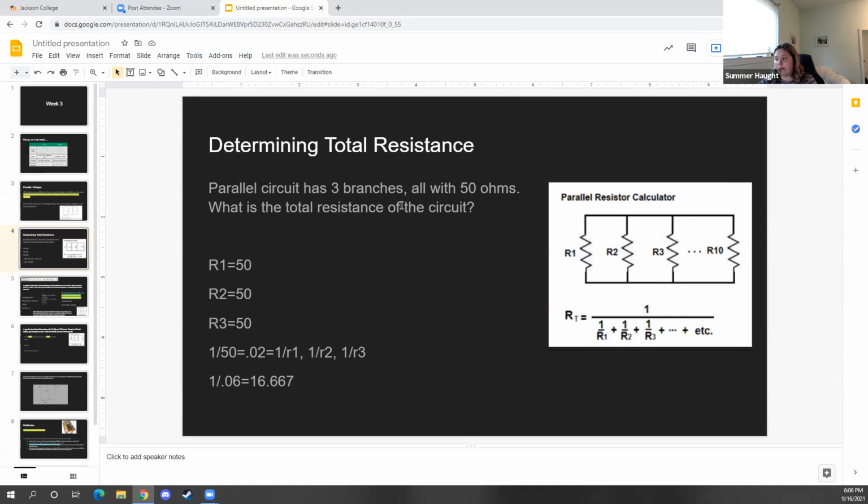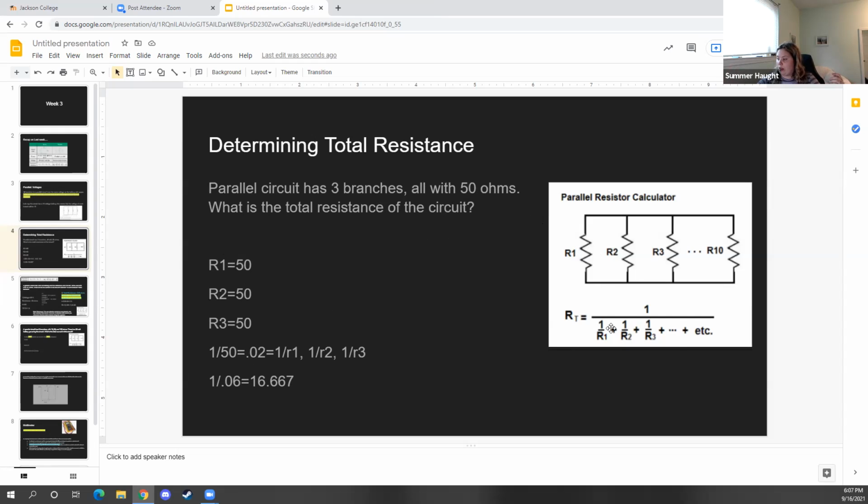So we have one with 3 branches and 3 resistors, all with 50 ohms. So each resistor equals 50 ohms. Find the total resistance. So all you have to do is this exact equation. First, I would write down everything you know and try to be as organized as possible, because if not, it's easy to make mistakes. So we know R1 equals 50, R2 equals 50, R3 equals 50, because it shows us right here that all of those 3 branches have 50 ohms.